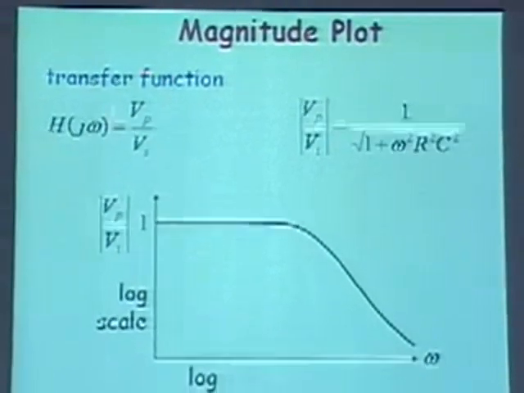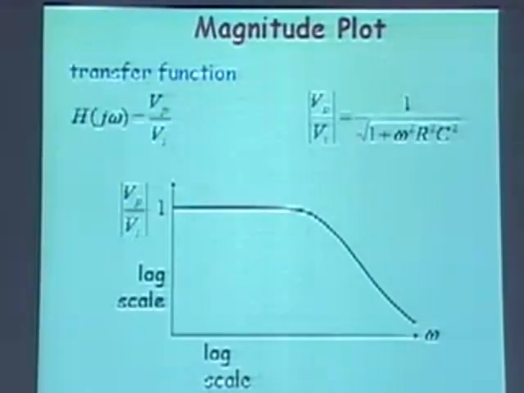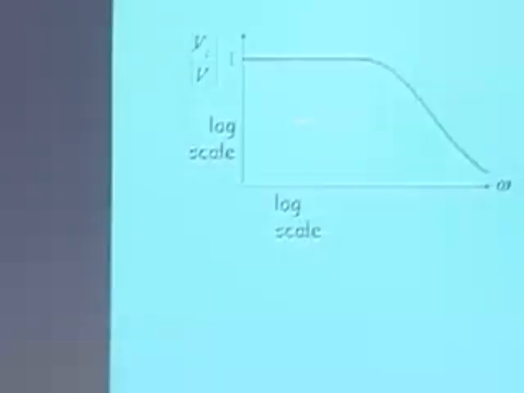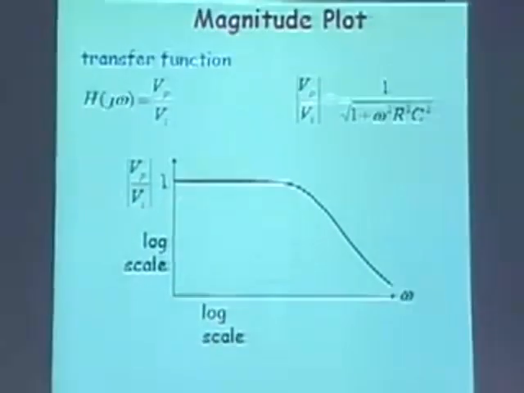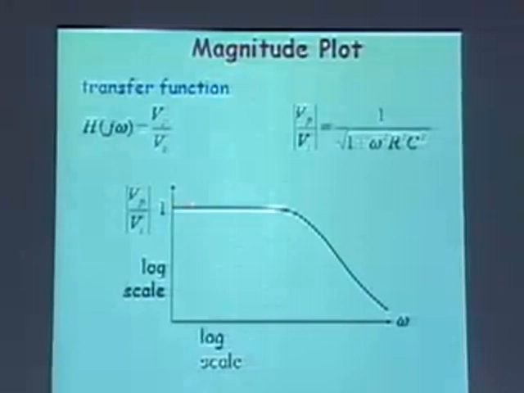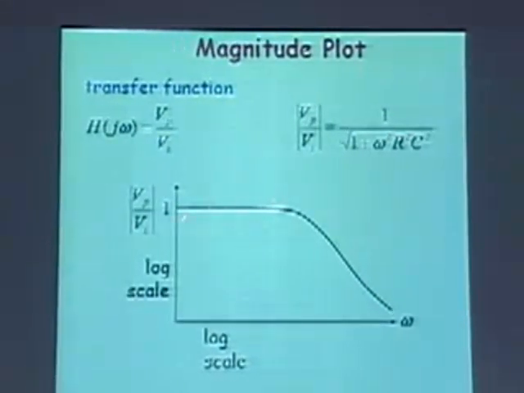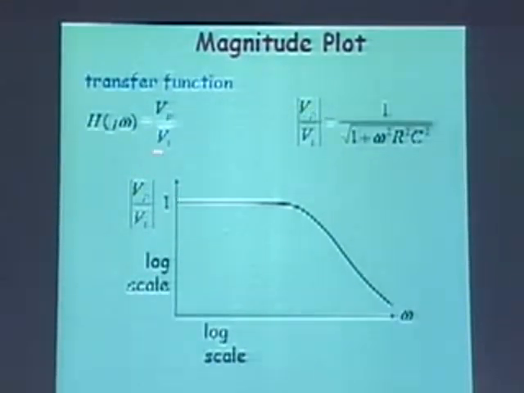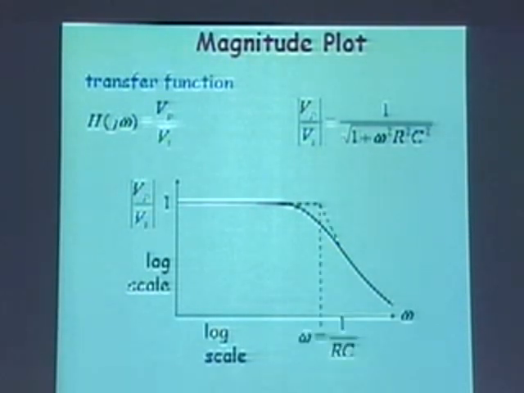Notice here that if I plot VP divided by VI, remember this was VP here, that's the answer. The magnitude looks like this. On a log scale, VP over VI, for small frequencies omega, is at 1. But as omega increases, VP over VI keeps decreasing. That is the output. Remember, mod VP was the amplitude of the output. That keeps decreasing, and this is the reason why, as I increase the frequency, the amplitude of my output cosine kept decreasing. I can also plot the phase for you.